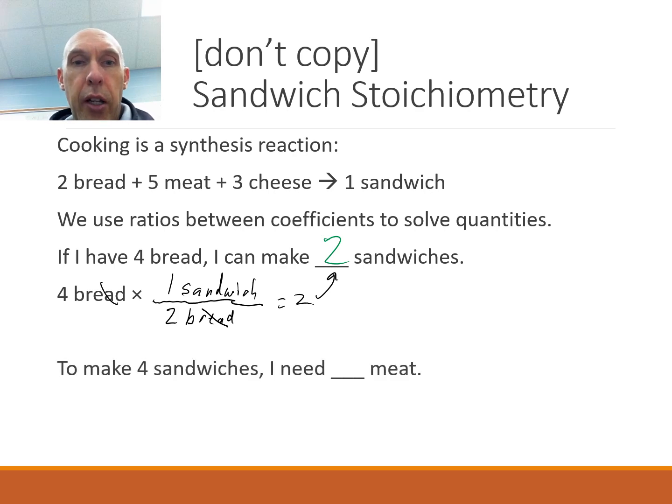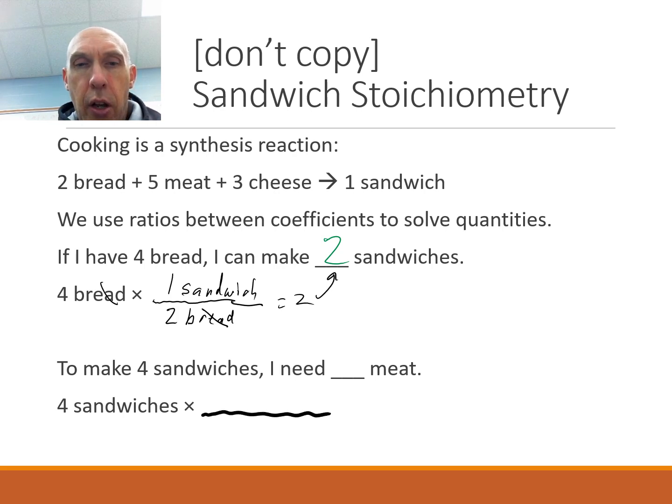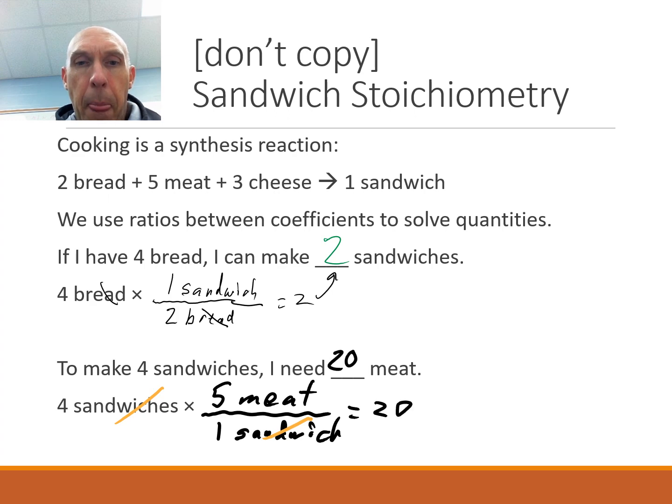To make 4 sandwiches, I need how much meat? Well, the numbers are starting to get a little bit bigger. 4 sandwiches, and we're going to say, all right, so we have 1 sandwich and 5 meat. The sandwiches cancel, and we get 4 times 5 equals 20. We're going to need 20 meat. All right, we're going to go on to the next slide now.